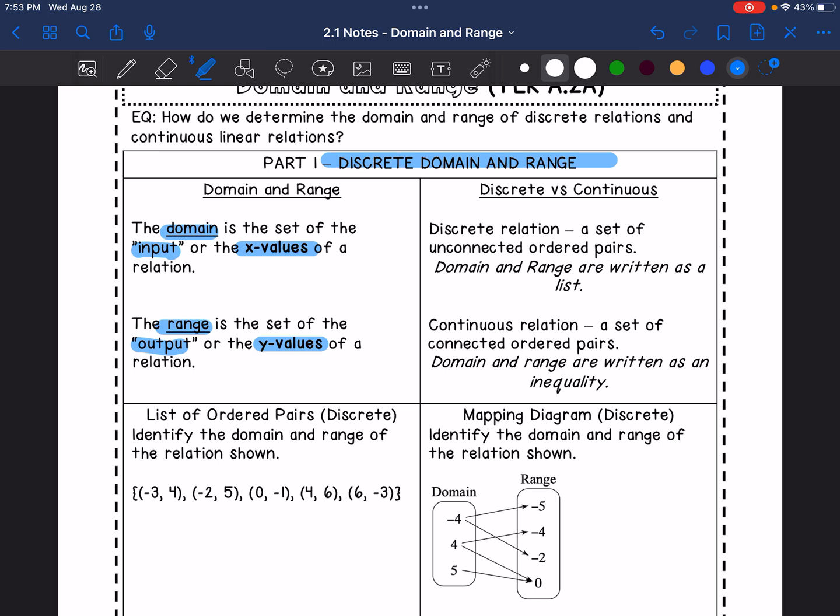All right, and then some more vocabulary. We've got discrete versus continuous. Okay, a discrete relation is a set of unconnected ordered pairs. And when we have a discrete relation, we write our domain and range as a list. So that's what we're focusing on in part 1, writing a list of our domain and range. When you have a continuous relation, that's a set of connected ordered pairs, like a line segment or another continuous function, like a curve. When we have something like that, we write our domain and range as an inequality.